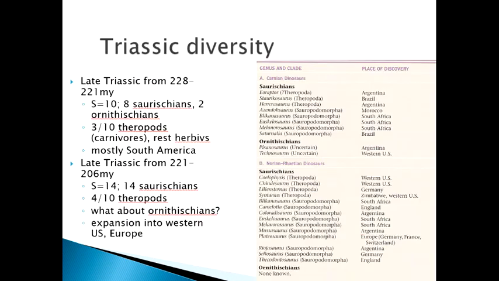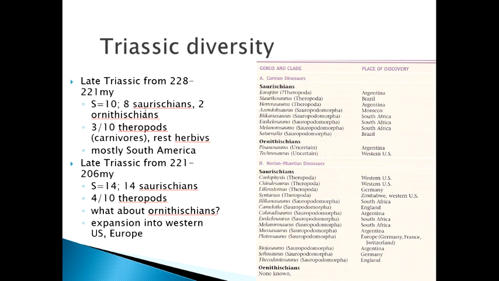If we look at a list of the diversity in the Triassic, in the oldest parts that we find that contain Triassic dinosaurs, so 228 to 221 million years ago, notice we already have, boom, 10 different species. S is species richness or number of different species. We have 10 of them. 8 of them are saurischians, 2 are ornithischians.